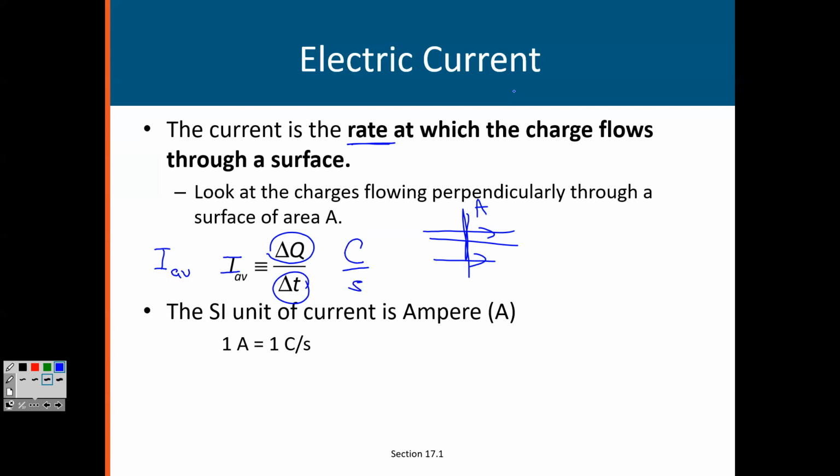So the current is how fast the charges flow. So it is delta Q divided by delta T. The SI unit for measuring charge is coulomb, and the time is in seconds. The unit for current will be coulomb per second.